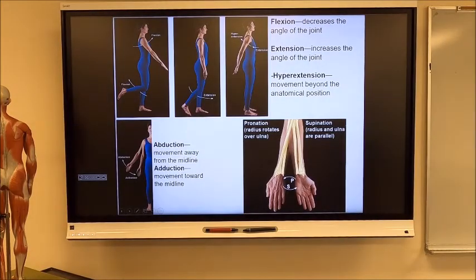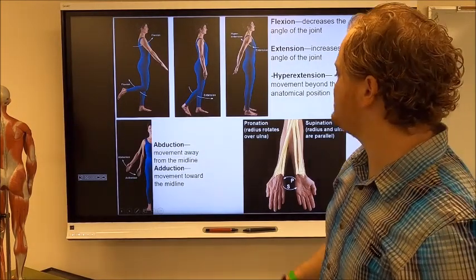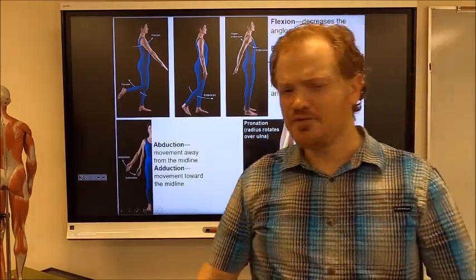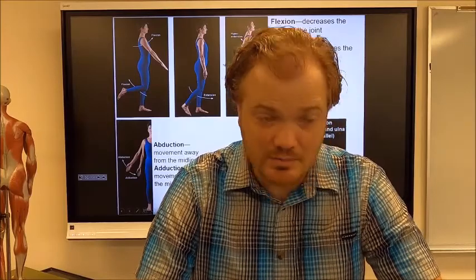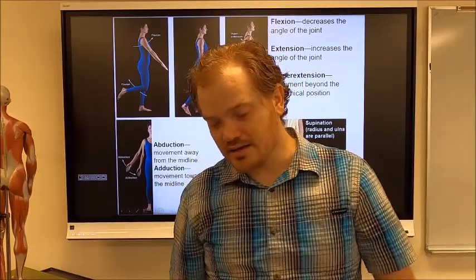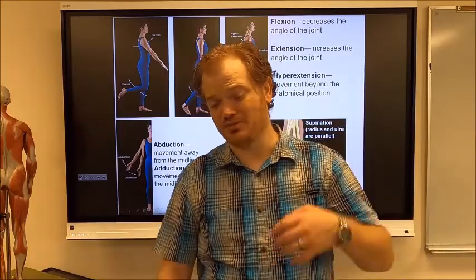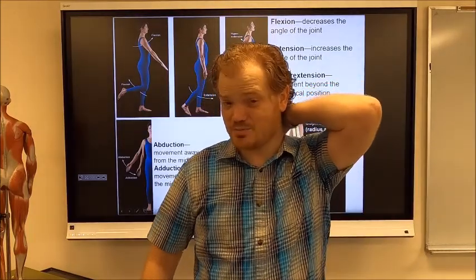Extrinsic versus intrinsic muscles. All right, flexion, extension, hyperextension, abduction and adduction, pronation, supination. I feel like we did these in lecture. I will run through them one more time. They're incredibly important, and you will be using these to answer questions on your lab final. The idea is you need to know the muscles, and you kind of need a grasp of what they do.